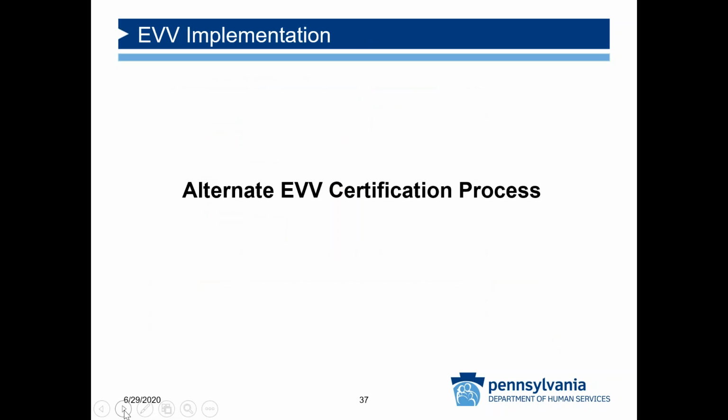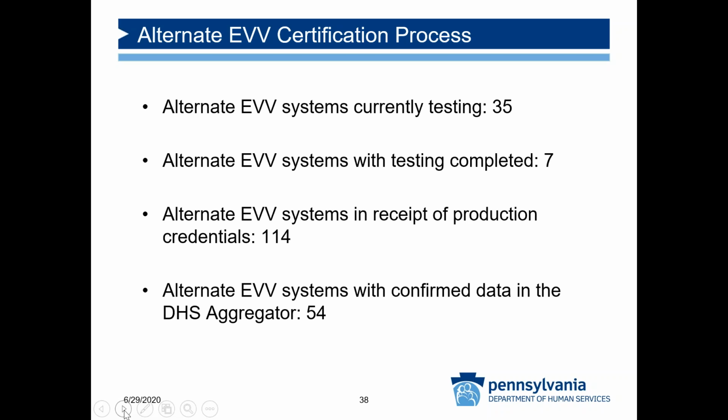So with that, we'll go into the alternate EVV certification process. So currently we have 35 alternate EVV systems in the testing phase of the process. We have 7 alternate EVV systems that have their testing completed. We have 114 EVV systems that are in receipt of production credentials at this point, and 54 alternate EVV systems have confirmed data in the DHS aggregator.